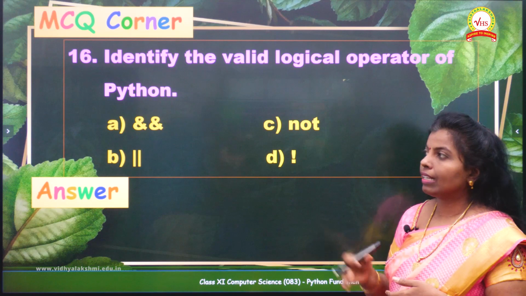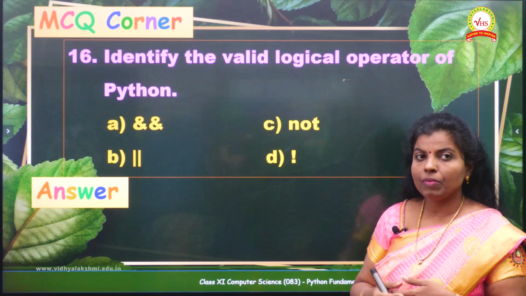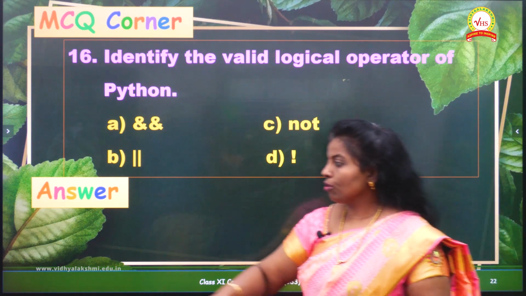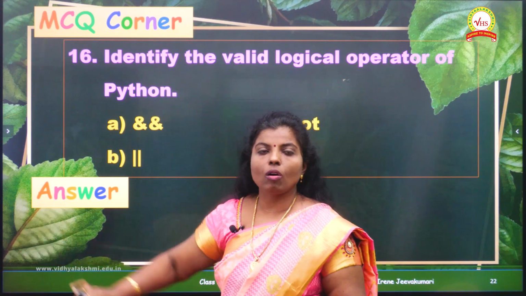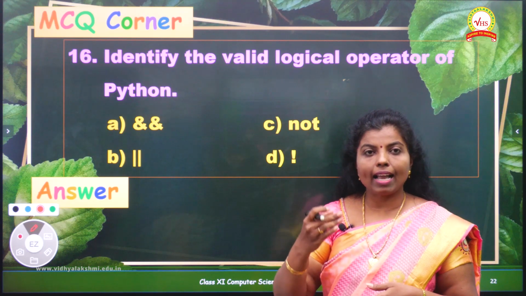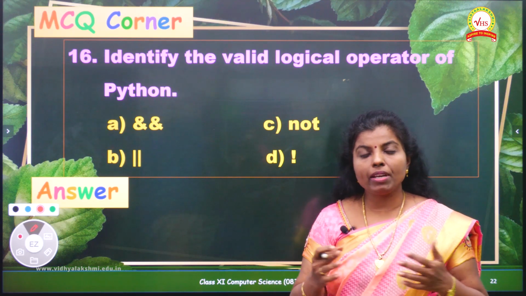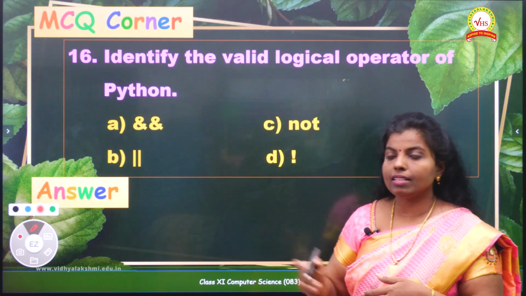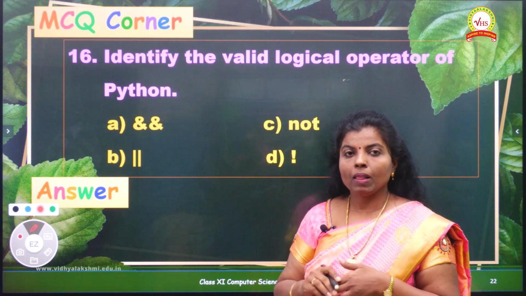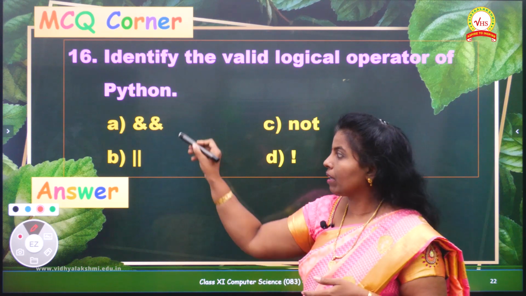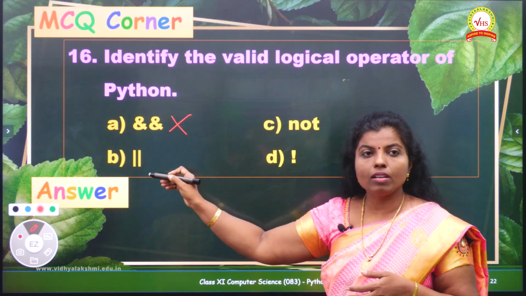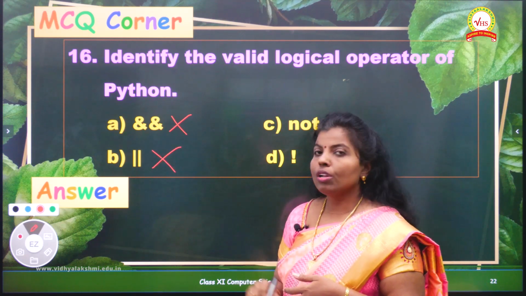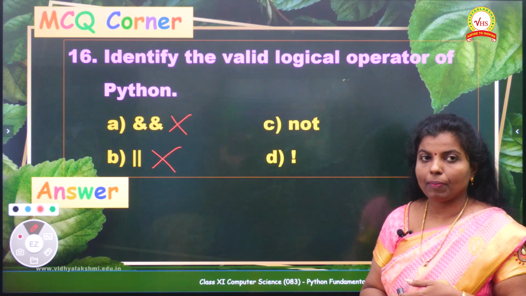Now let us move on to the next question, which is question 16. Identify the valid logical operator of Python. Python provides three logical operators. They are not, and, or. So they will be in the form of letters only. Here, if you see the first option, it is given as double ampersand symbol. This is not a valid logical operator of Python. And the next one is given as double pipe symbols. So this is also not a valid logical operator of Python.